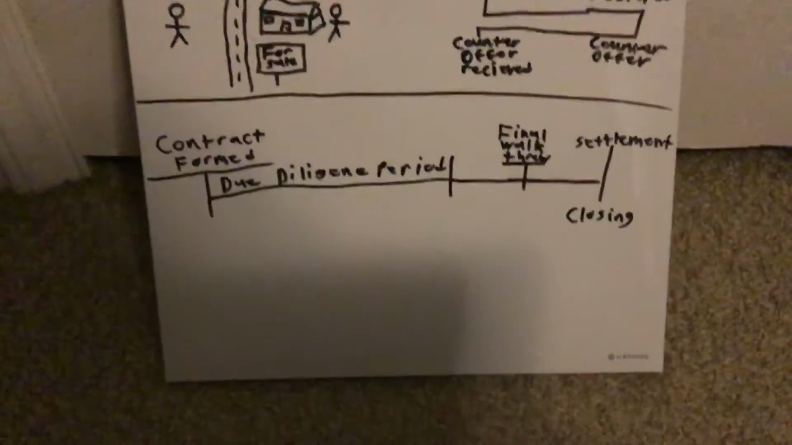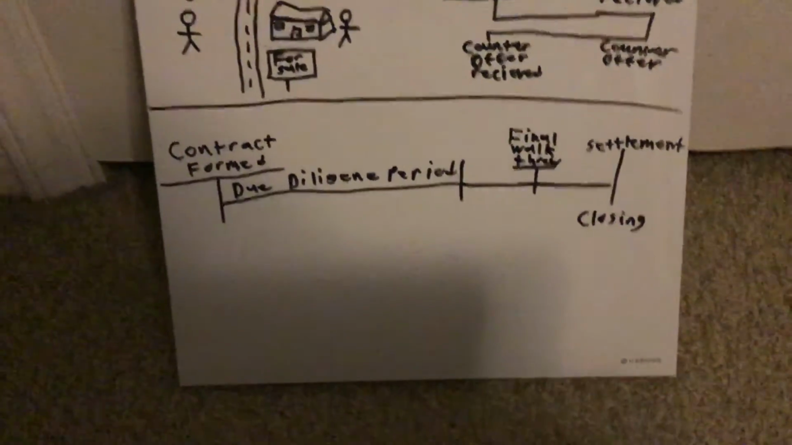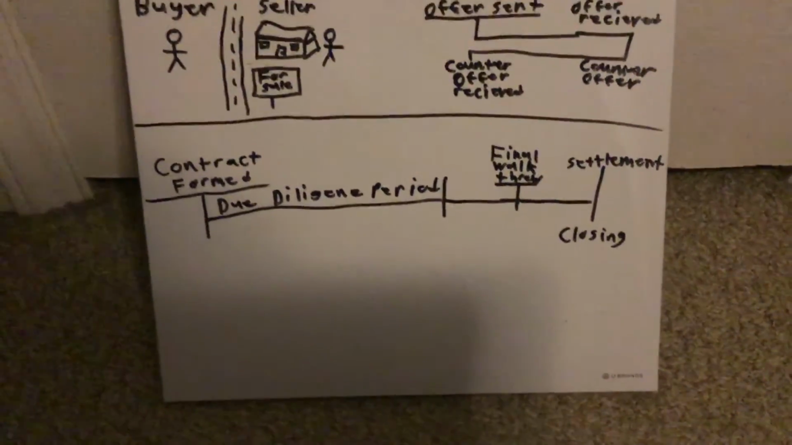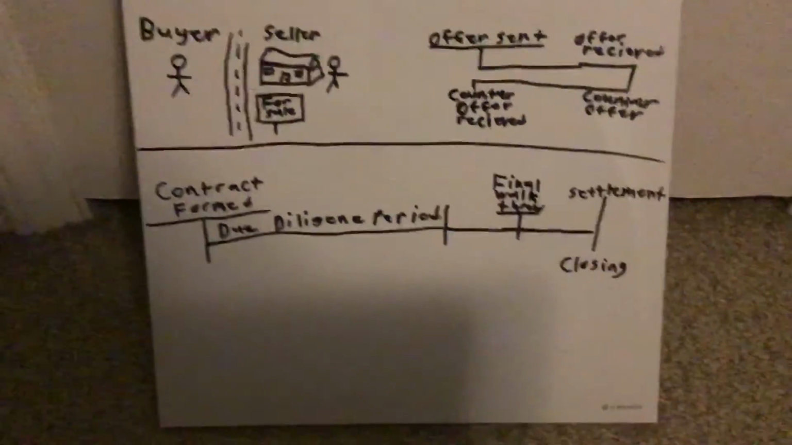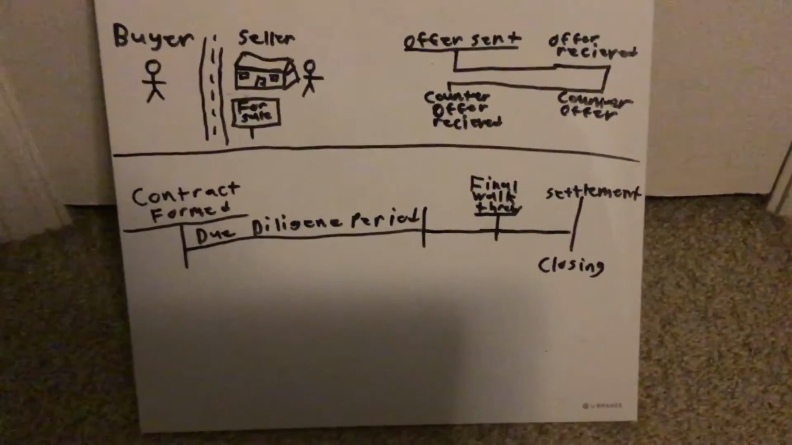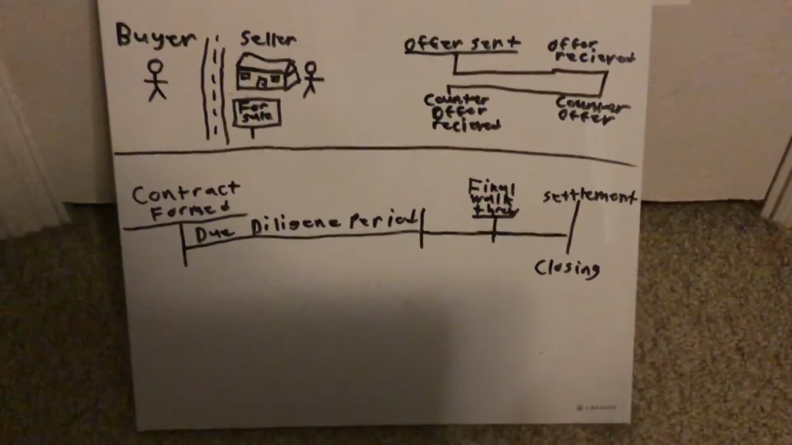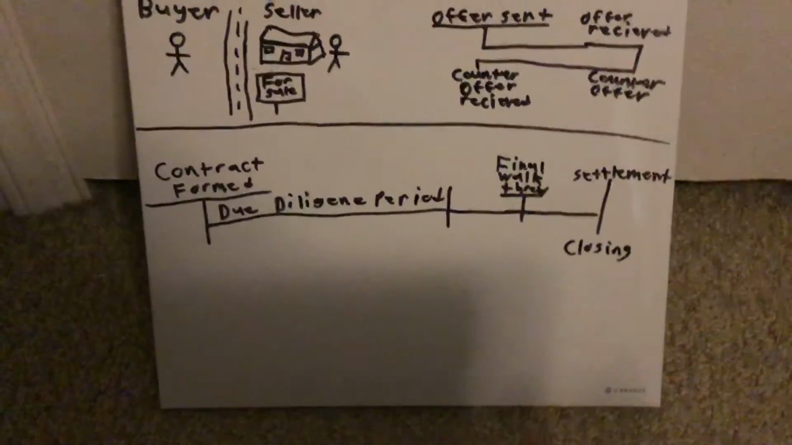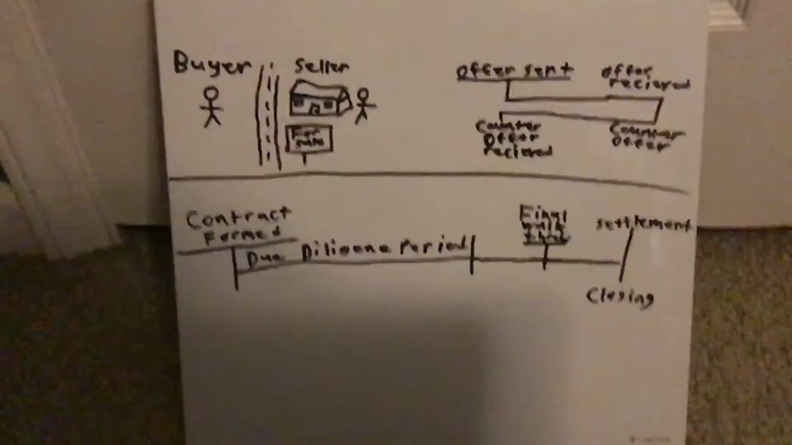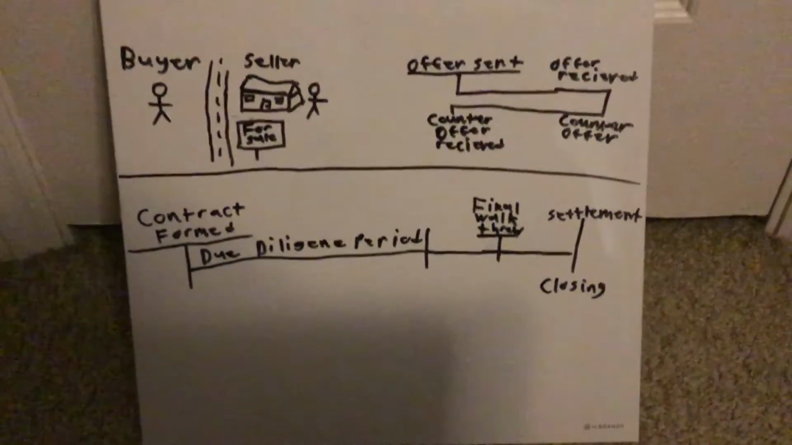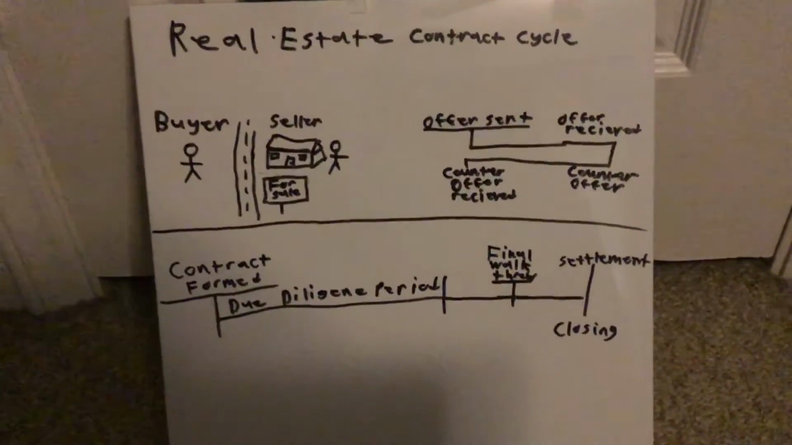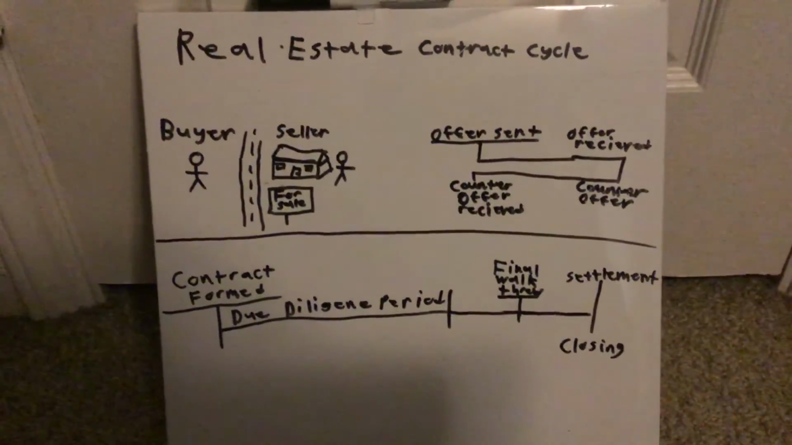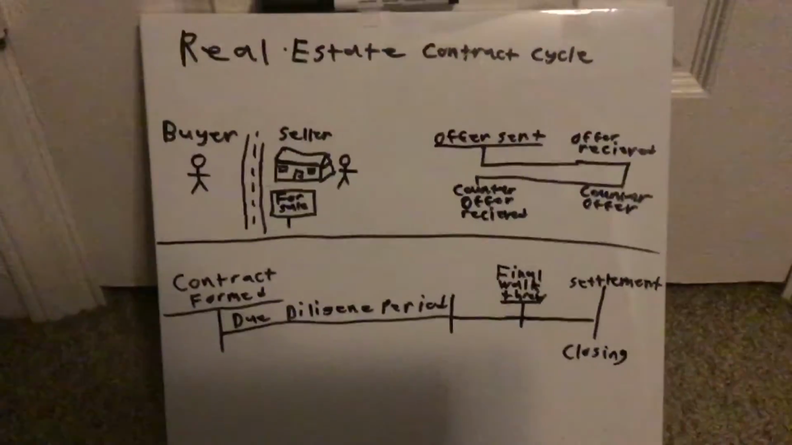And as a buyer, you can be allowed to move in before the deed is recorded, but that has to be a negotiated term in your real estate contract. But pretty much after the deed is recorded, the house is the buyer's. They take ownership, they're allowed to move in, and it's their home now. So that's just the general cycle of a real estate contract in a nutshell. There are a lot more detailed elements to a real estate contract, but that's just the general overview.